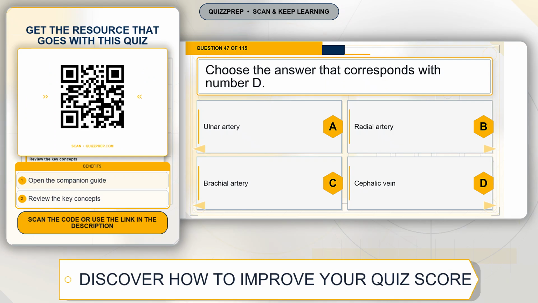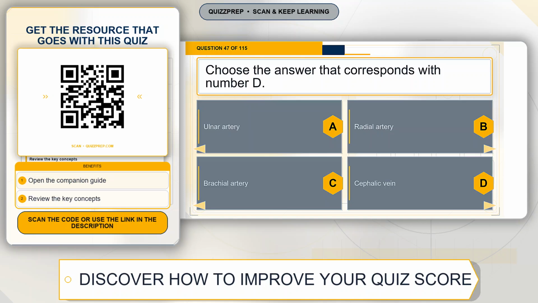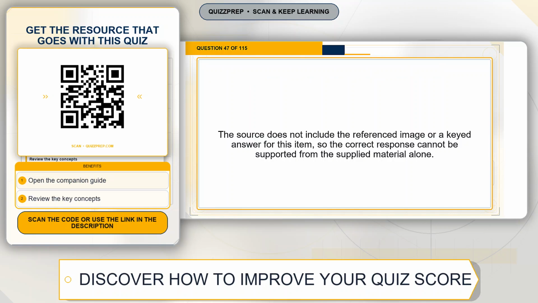Question 47. Choose the answer that corresponds with number D. Option A, ulnar artery. Option B, radial artery. Option C, brachial artery. Option D, cephalic vein. The correct answer is not shown. Explanation. The source does not include the referenced image or a keyed answer for this item, so the correct response cannot be supported from the supplied material alone.